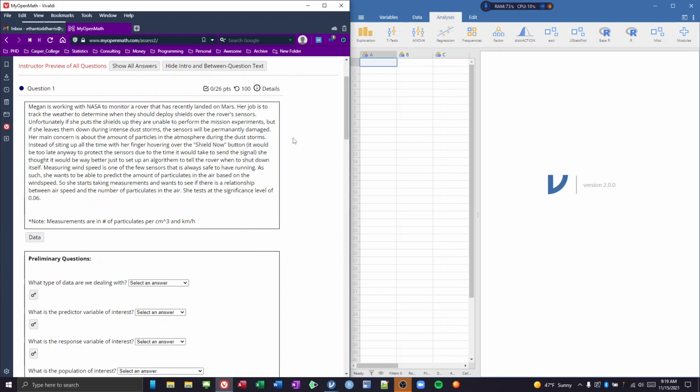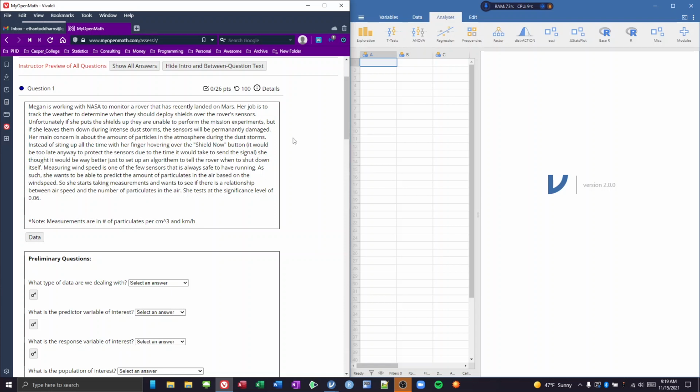She thought it would be way better just to set up an algorithm to tell the rover when to shut down itself. Measuring wind speed is one of the few sensors that is always safe to have running. As such, she wants to be able to predict the amount of particulates in the air based on wind speed. Josie starts taking measurements and wants to see if there's a relationship between airspeed and the number of particulates in the air. She tested the significance level of 0.6.